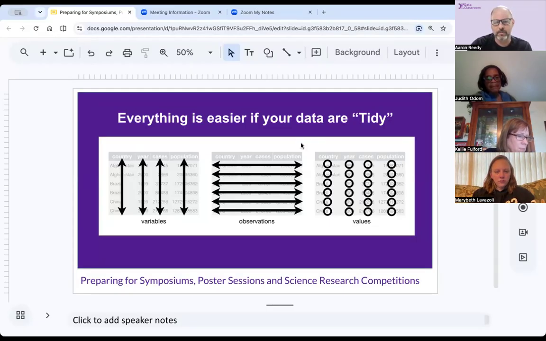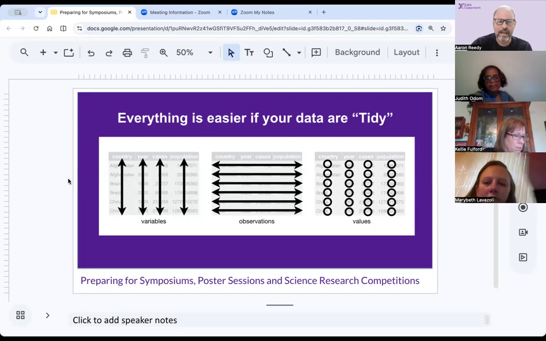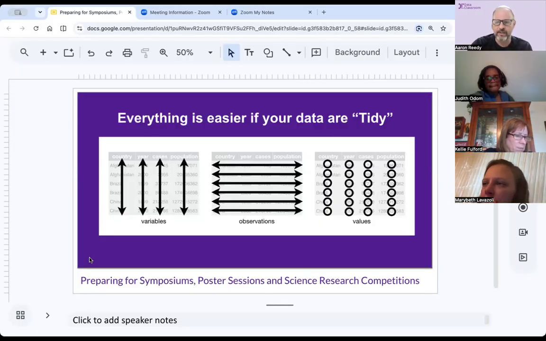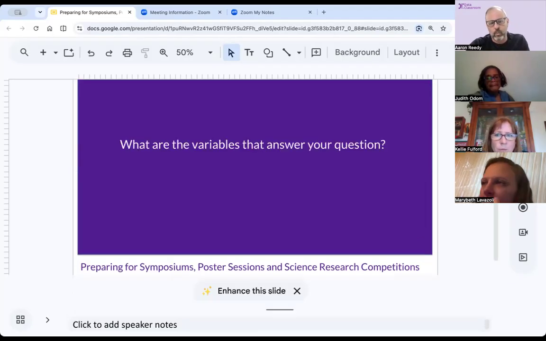I would ask them, are your data tidy? And let them know that everything is easier if your data are tidy, where each variable has its own column, every independent observation gets its own row, and you're referring to the data within those cells as the values of those variables. So the first question I would want to ask related to this data question, or maybe second, if the first question was, are your data tidy?